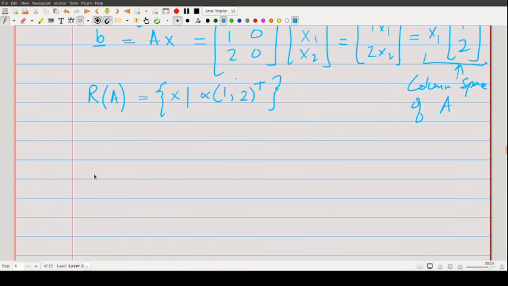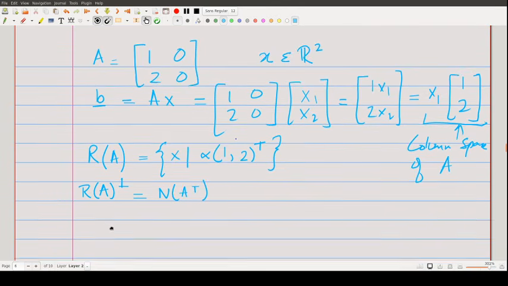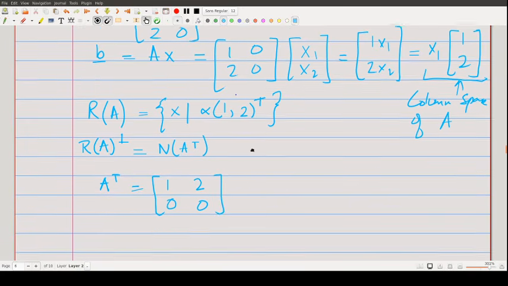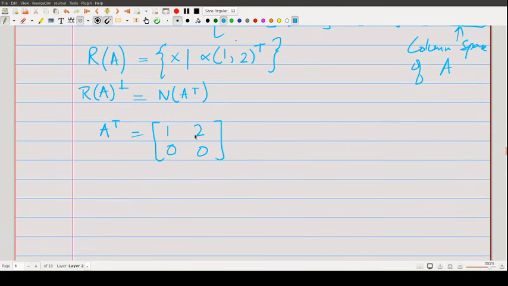Okay, and so the question is, what about the null space? By the theorem above, we know that the orthogonal complement of this will be the null space of A transpose. So if I consider A transpose, A transpose is simply [1, 2; 0, 0]. If I want to compute the null space, I multiply A transpose times x, so (1, 2, 0, 0) times (x1, x2) should equal (0, 0).